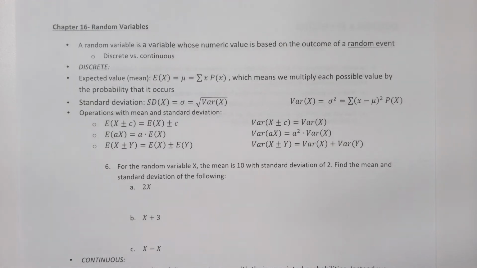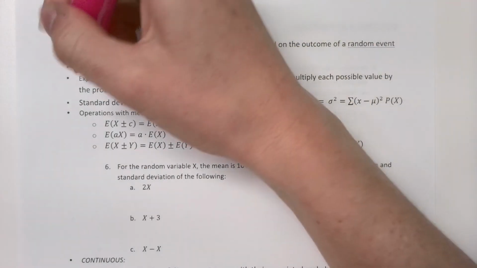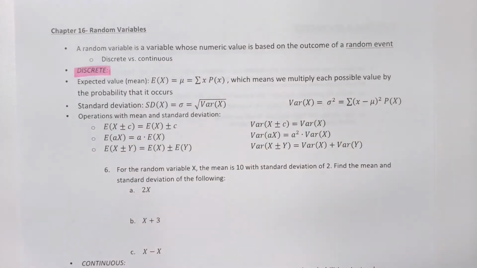Okay, our next thing that we looked at with probability was all about random variables. So a random variable is a variable whose numeric value is based on the outcome of a random event. There were two main types of random variables we looked at. We looked at discrete and continuous. So we'll start with focusing on discrete.